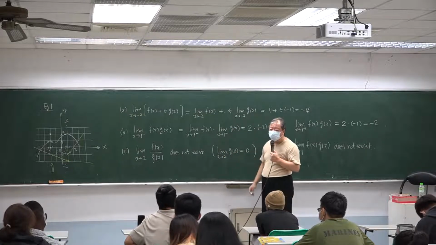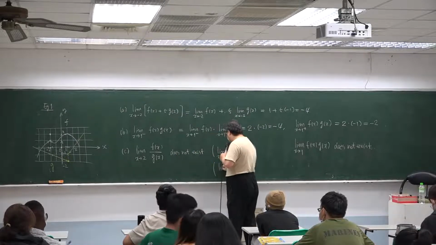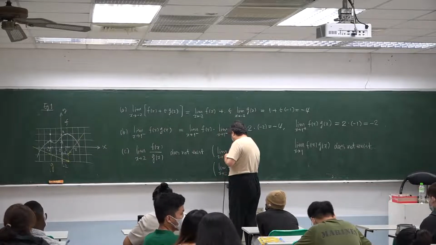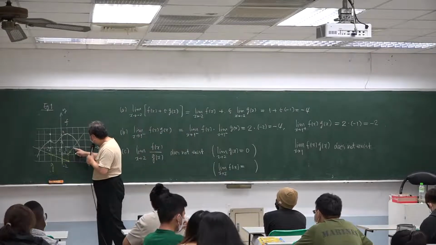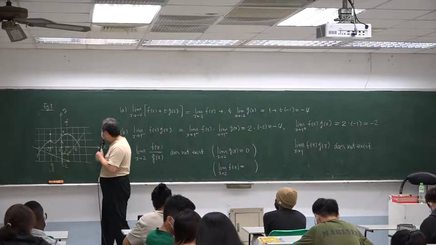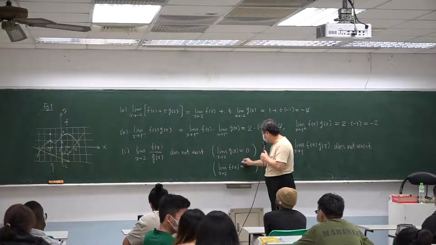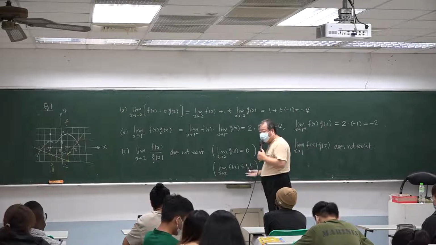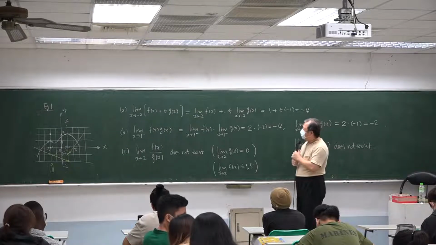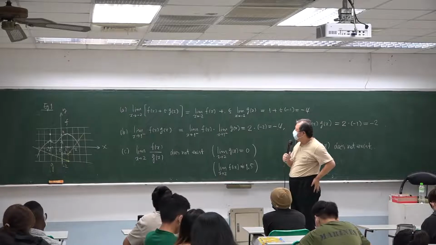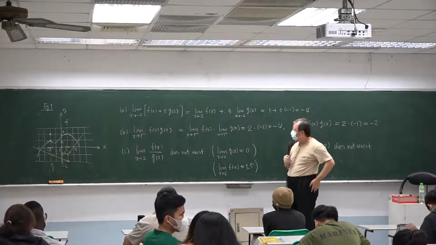Okay, does not exist. And this one is non-zero. In fact, here 1, almost 1.5. Who knows? Okay, does not exist. So from this example, we learn how to use the limit laws. How to use the limit laws.